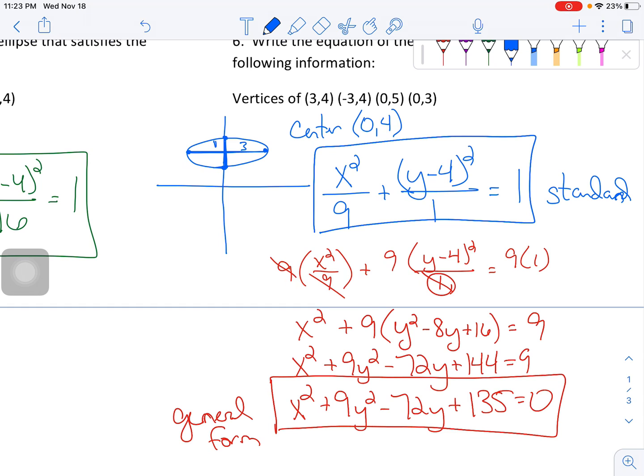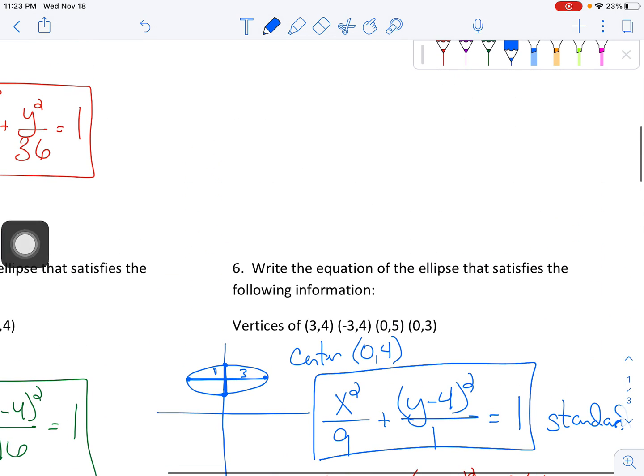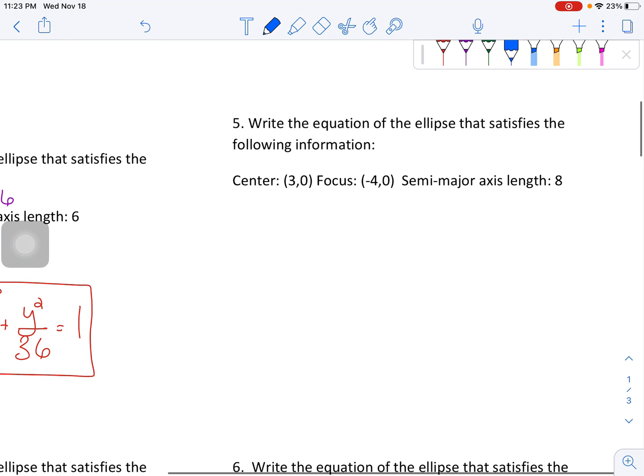Now, these directions just said to write the equation. If there is nothing specified in the problem, I 100% write the answer in standard form. I just want you to see how you can translate to general form, and if you have more questions about that, let me know. But basically just multiply through by your LCD so you can get rid of the fractions.